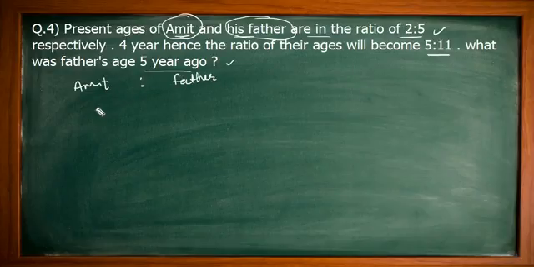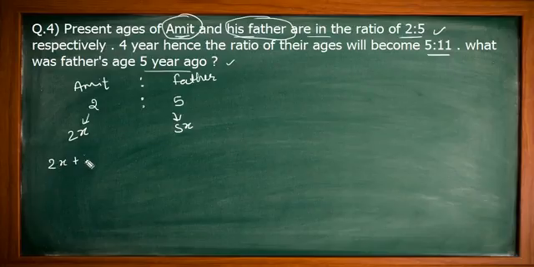So their ages are in the ratio 2:5. Okay, suppose that is 2x and that is 5x. 4 years hence means 2x plus 4 and 5x plus 4 also. 4 years hence, the ratio of their ages will become 5:11.